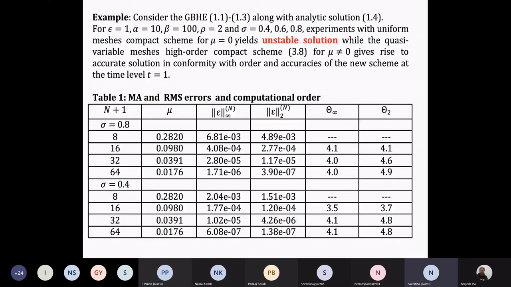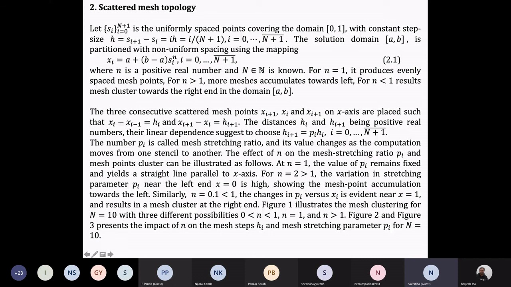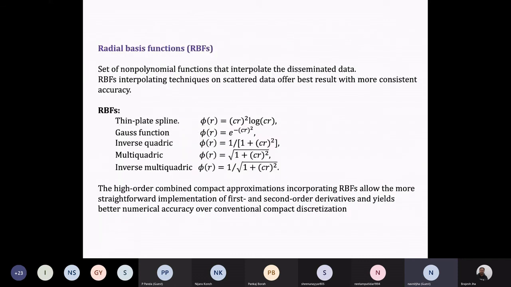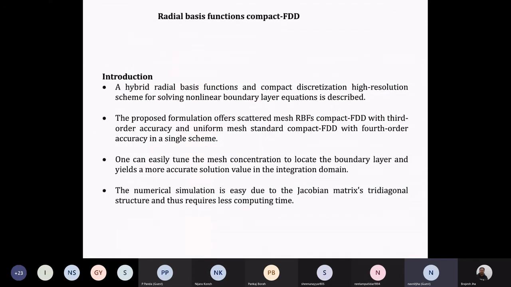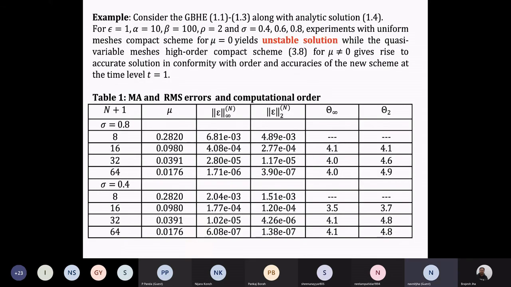With time, I can actually implement the whole of these things on the radial basis network, and so I'm stopping here. This is all about it.